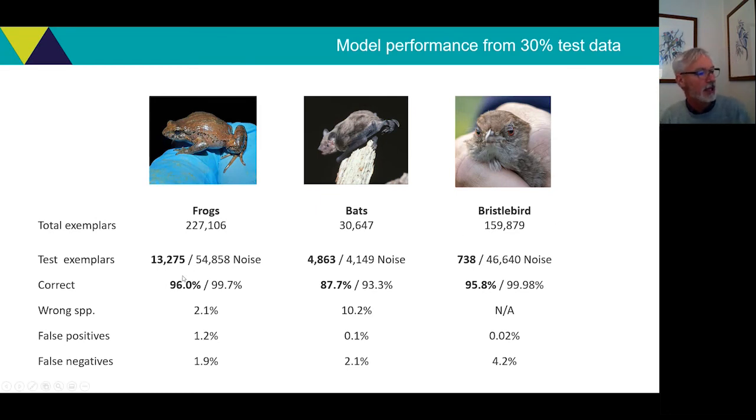Having said that, we are very confident in our results because we've got wonderful results. Remember, we've got 16 species of frogs and we're getting it right 96% of the time. And for the bats, we're getting it correct 87% of the time. Bats are a little bit more difficult. And for the bristlebirds, very similar to the frogs, we're getting it correct 96% of the time, basically.